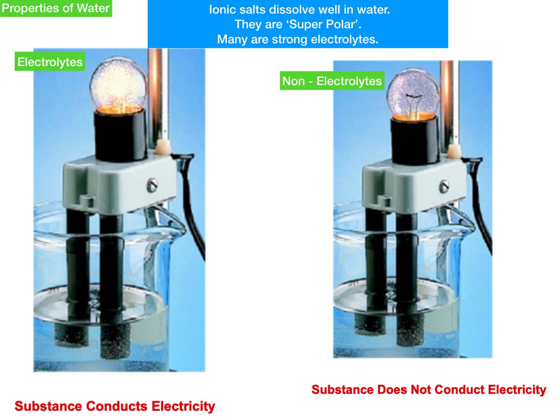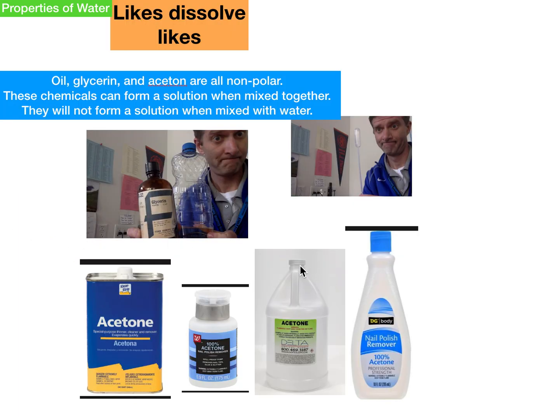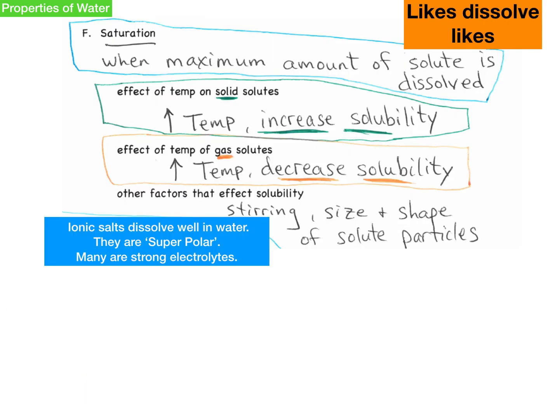Now, things that are nonpolar are not... Remember, salts are ionic. Nonpolar would be like our grease, our fat. The acetone is nonpolar. These will not form a solution when mixed with water. All right, so these do not mix. Likes dissolve likes. These are examples of nonpolar materials: oil, acetone. Now once again, if they do dissolve, a lot of times they're considered a strong electrolyte.